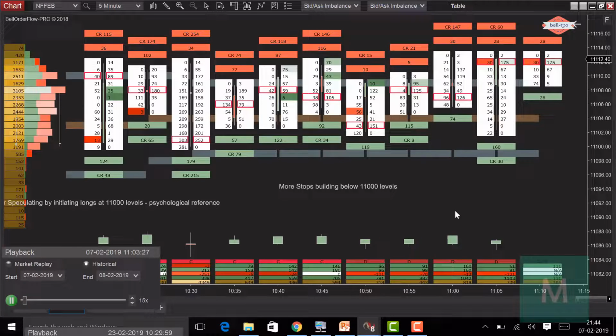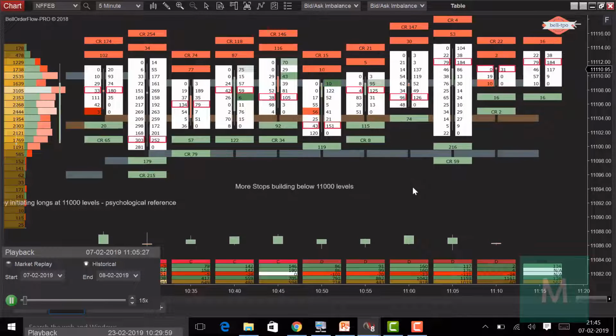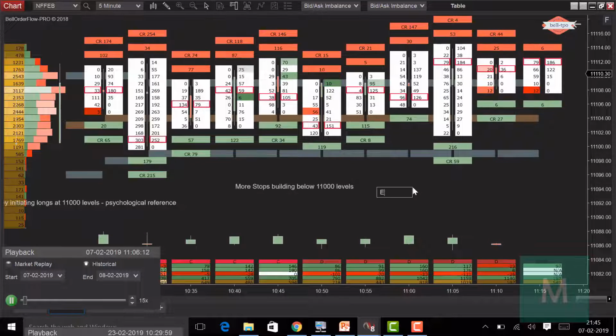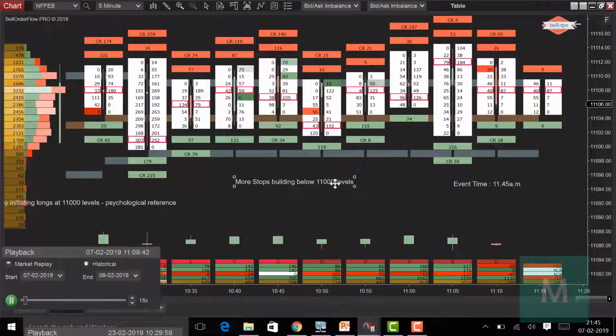So I think the time is 11 o'clock now. 11:15 is where the RBI announcement is supposed to happen. Another 10 minutes from here, we are running at a 15x speed. You can see how many times the price jumped from 11,000 levels. The time is 11:45. Okay, another 30 minutes is there almost. I'm sorry, it's not 11:15, but 11:45.